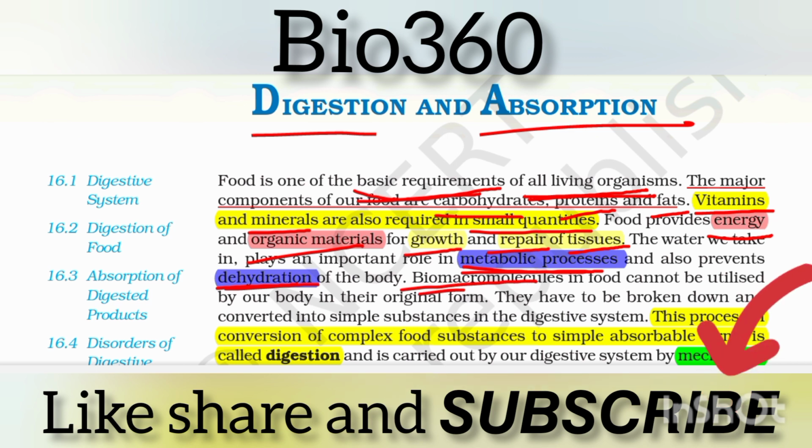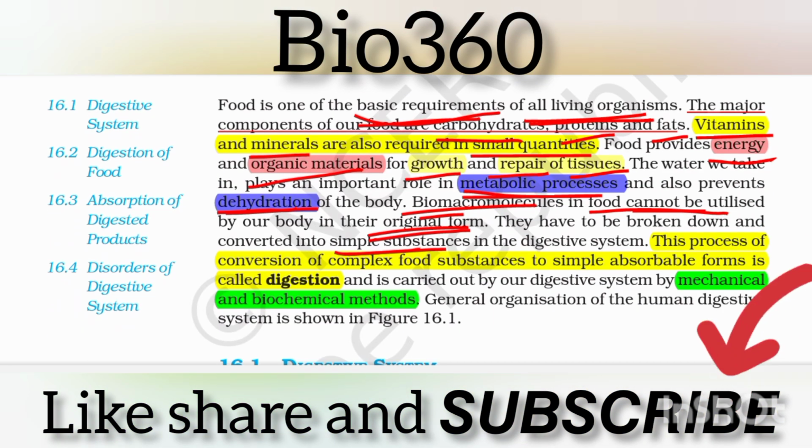Biomacromolecules present in our food cannot be utilized by our body directly in their original forms, so they should be broken down into simple substances so that our body can absorb them. This process of conversion of complex food substances into simple absorbable forms is known as digestion. Digestion is carried out by two methods: the first one is the mechanical method and the second one is the biochemical method.